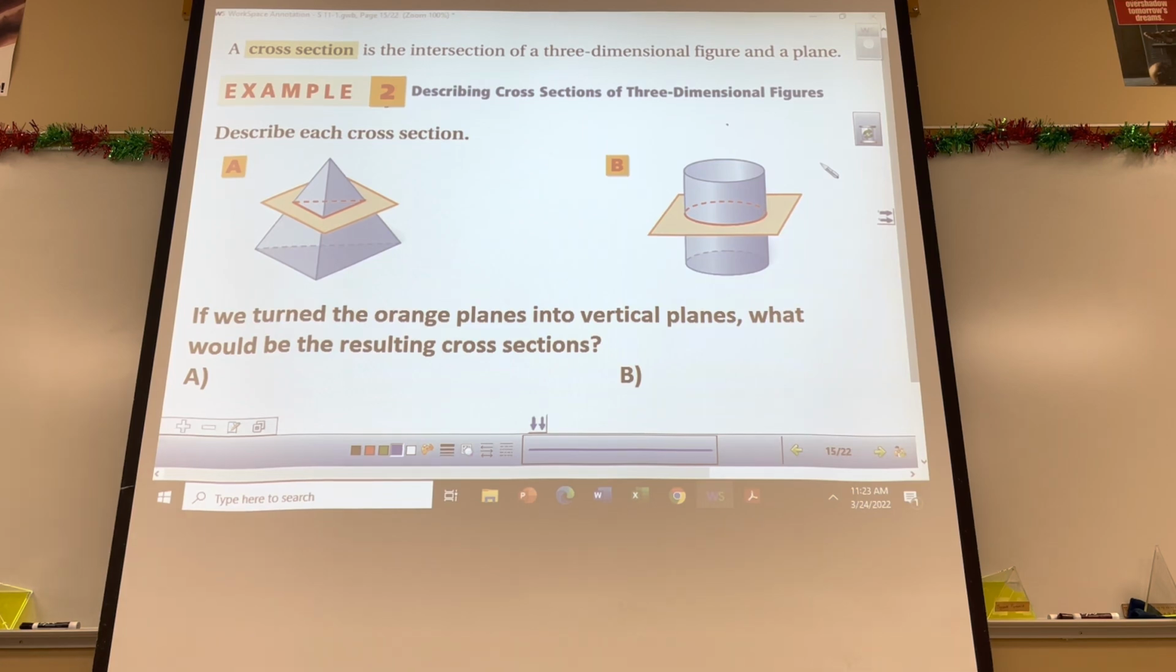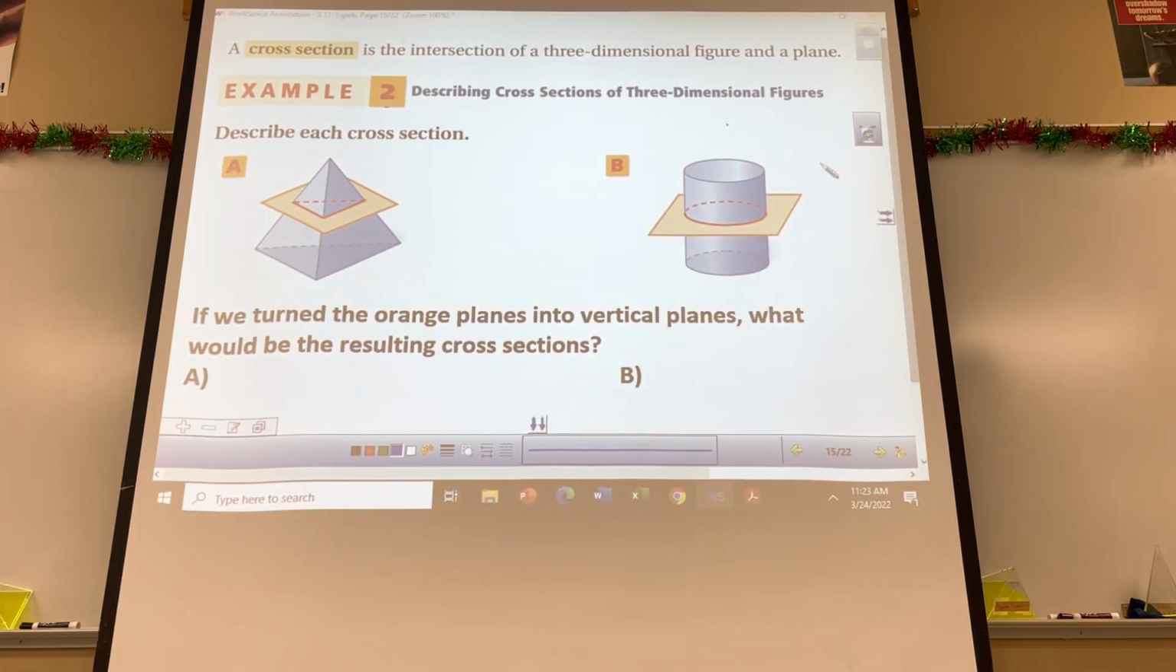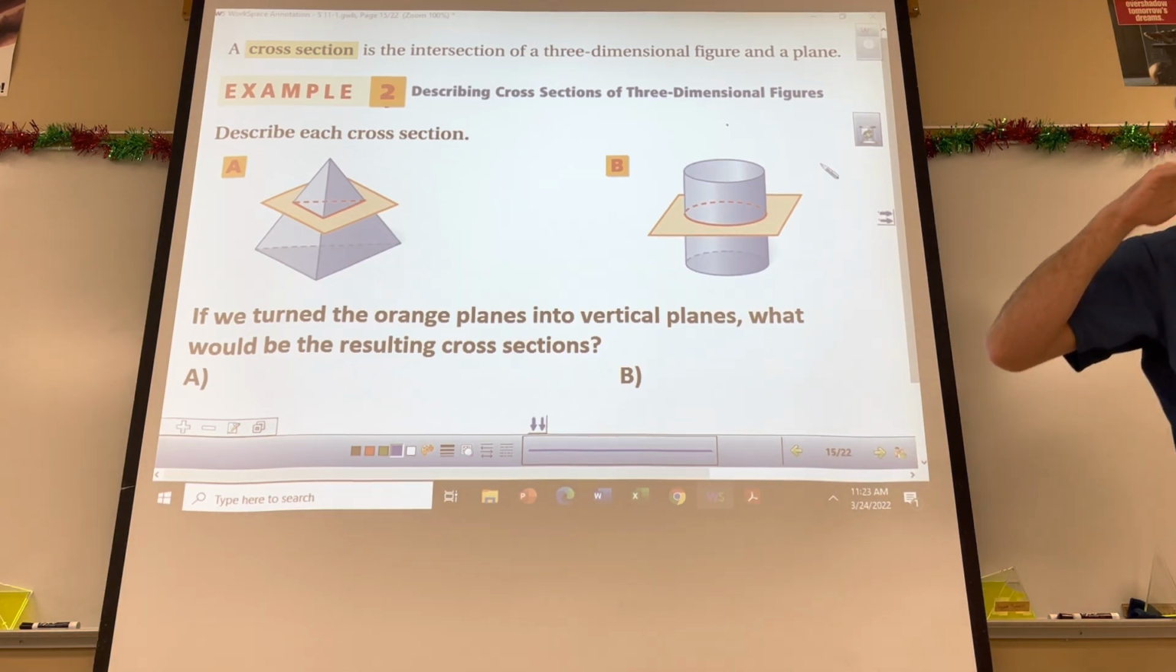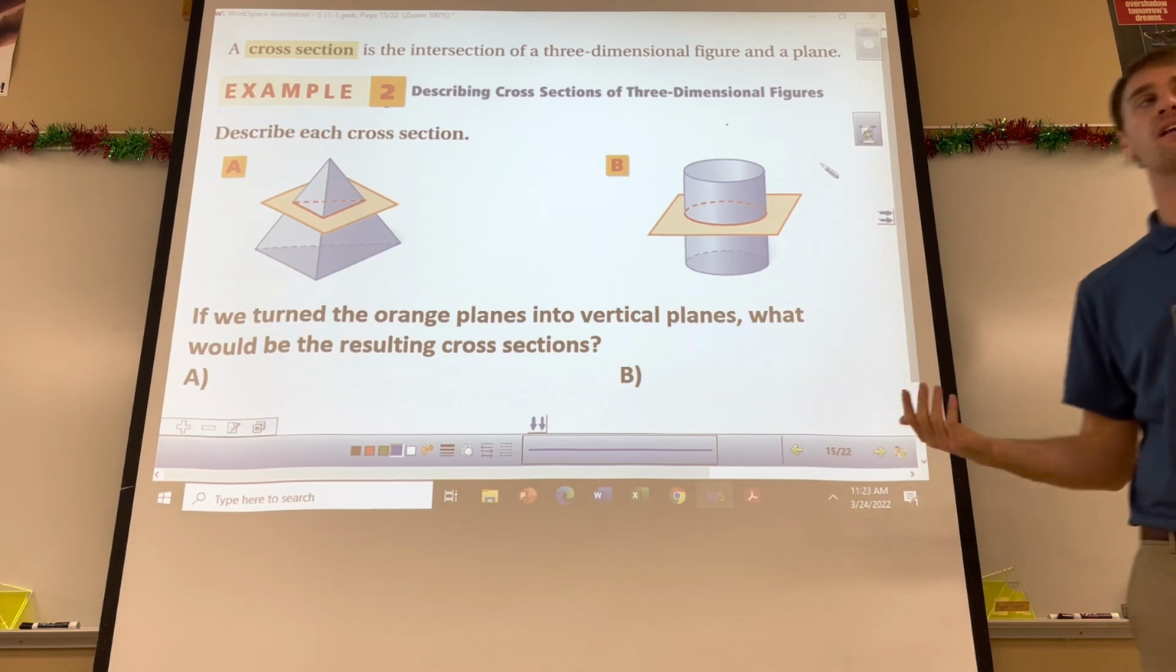Brandon? That's like the flat piece. It sits on and crosses the object. Okay, so Brandon said a flat surface. Awesome. All right, a flat surface. Can someone expand on that?